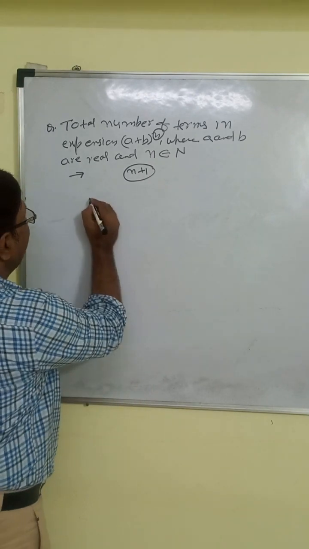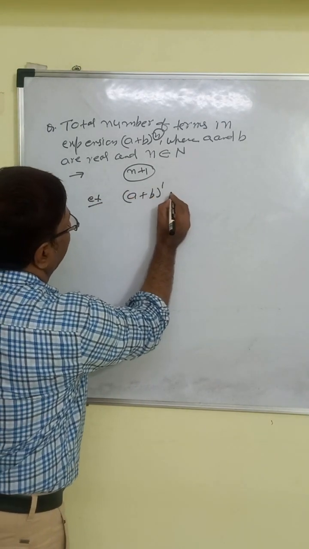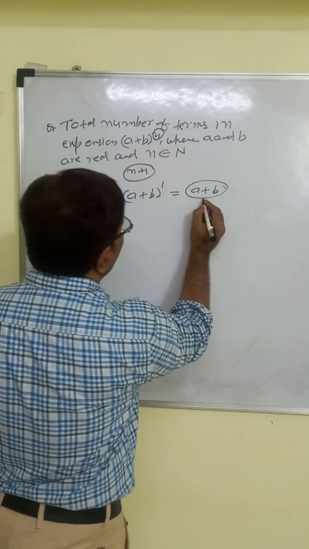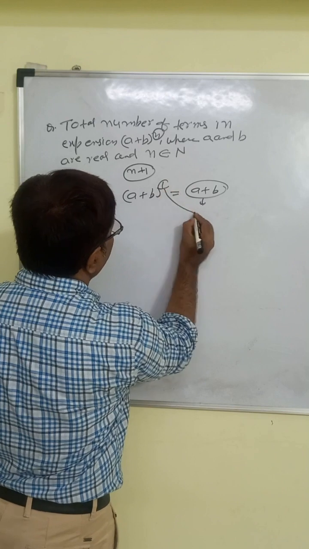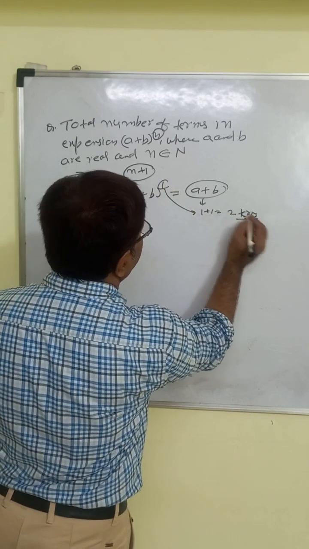You can see the example. Suppose it is (a plus b) to the power 1. So you know it is a plus b. So how many terms? 2 terms. Here n is 1. So 1 plus 1, what? That is 2 terms.